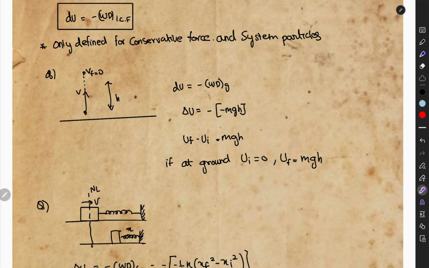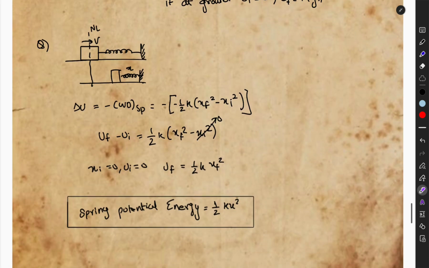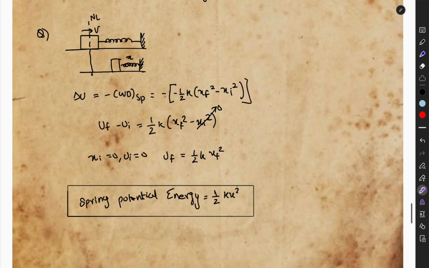dU is equal to minus the work done by gravity. Gravity is a conservative force, so I can take it. I have no problem with that. So delta U is equal to minus of minus mgh, so that becomes plus, and Uf minus Ui is equal to mgh. So if the initial potential is given as 0, then the final potential will be simply mgh. Okay. So what about this question?